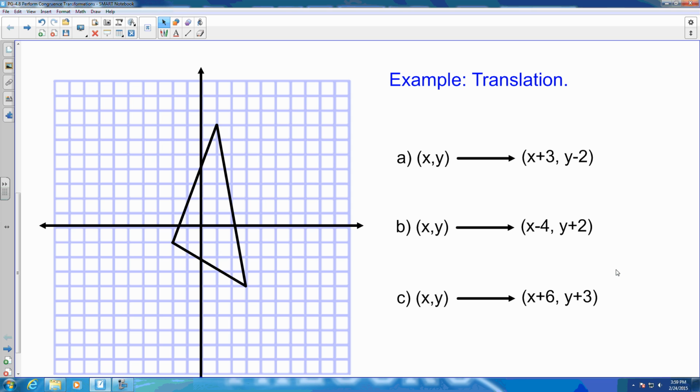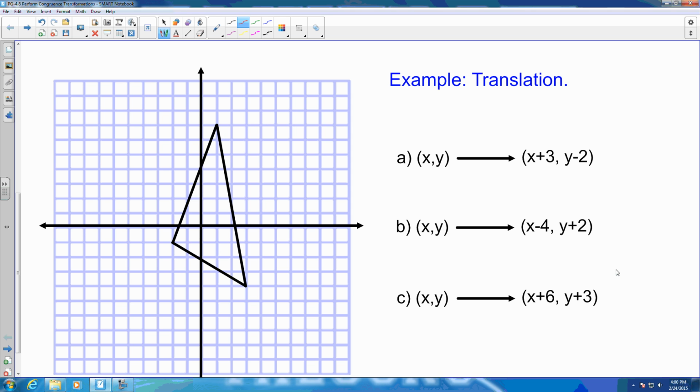So I have examples A, B, and C, and those examples are written in what is called translation notation, where you're going to be given a value of x and y, and then the arrow is where the x value is going to be moved, and then the y value is going to be moved. So if we look at example A, it says x comma y goes to x plus 3 and y minus 2.